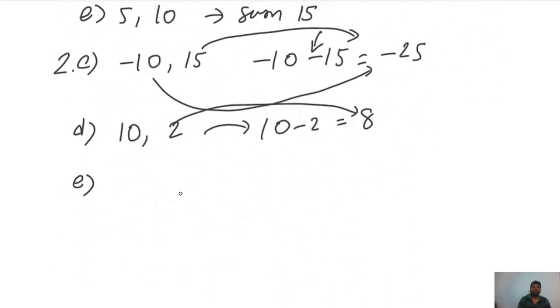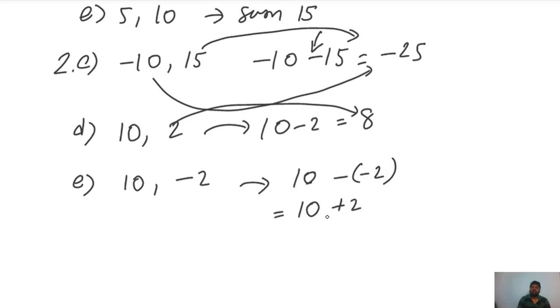Suppose we take 10 and minus 2, then 10 minus of minus 2. How does it work? 10 plus 2, when the bracket is open, this is called 12, and 12 is greater than minus 2, also greater than 10. Okay, this is the trick of this math.